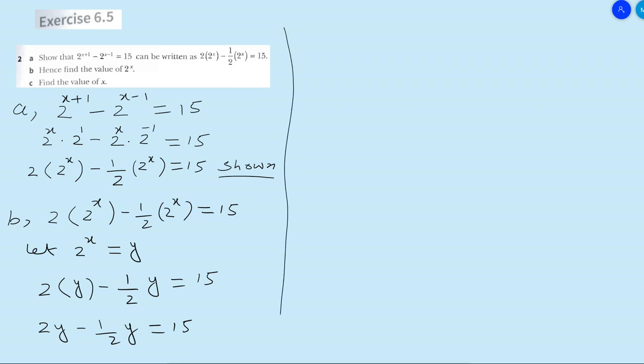2y minus 1 upon 2y. You can take the LCM or you can evaluate directly. 2 to the 4, 4 minus 1, 3. 3 upon 2y is equal to 15. y is equal to, this 3 upon 2 is multiplied, this should be reciprocal. So if we have a fraction on one side, then we will take the reciprocal on the other side. So 3 upon 2 becomes 2 upon 3 on the other side. Then y is equal to 3 fives are 15 and 5 twos are 10.